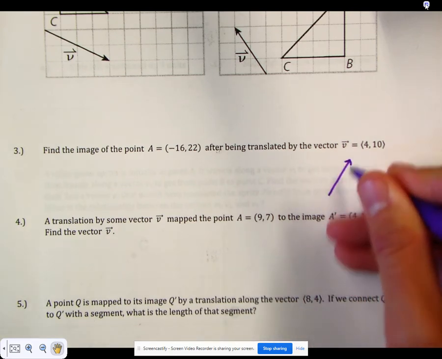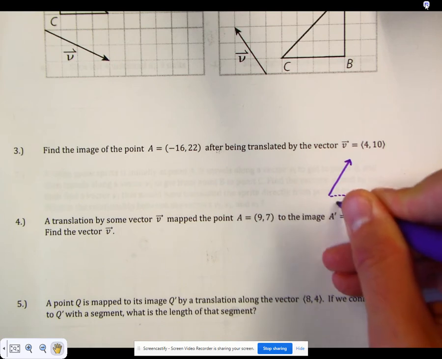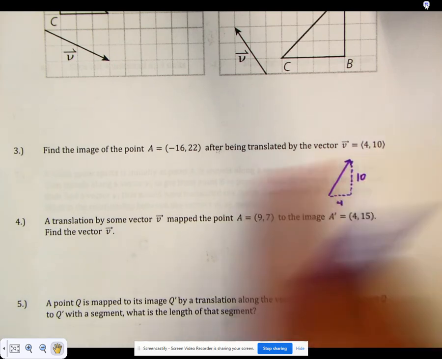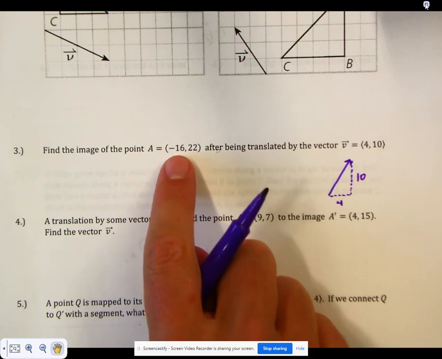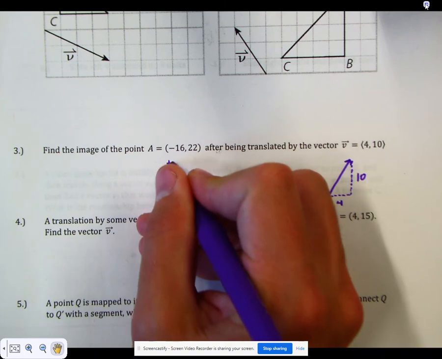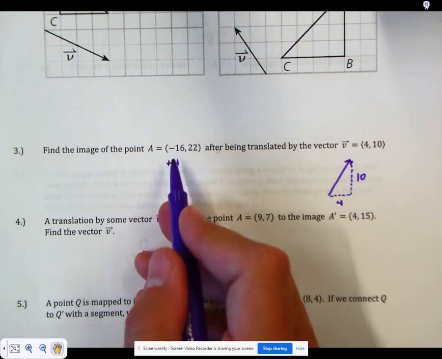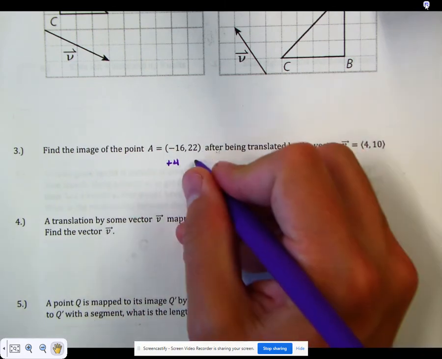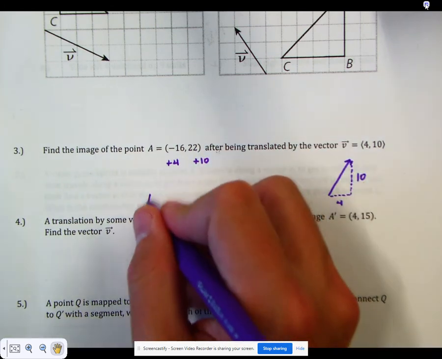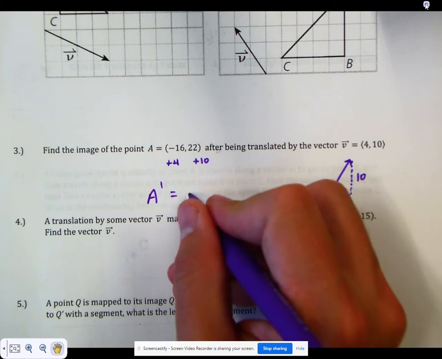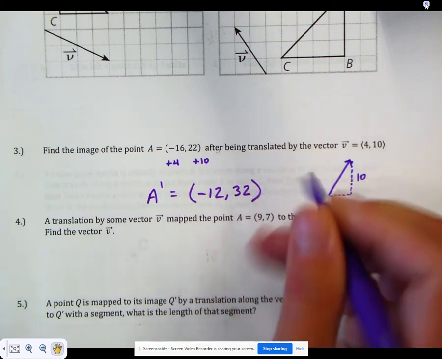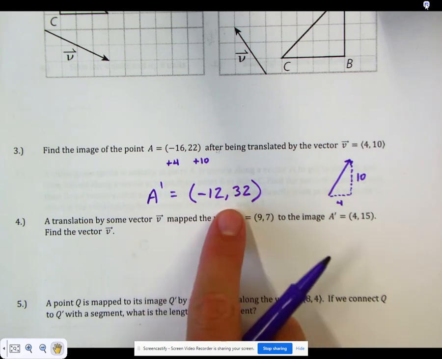The vector 4, 10 is going to go over 4, up 10. So I'm just going to add 4 to my negative 16, and I'm going to add 10 to my 22, and that's going to give me the image negative 12, 32. So my answer to this question would be that.